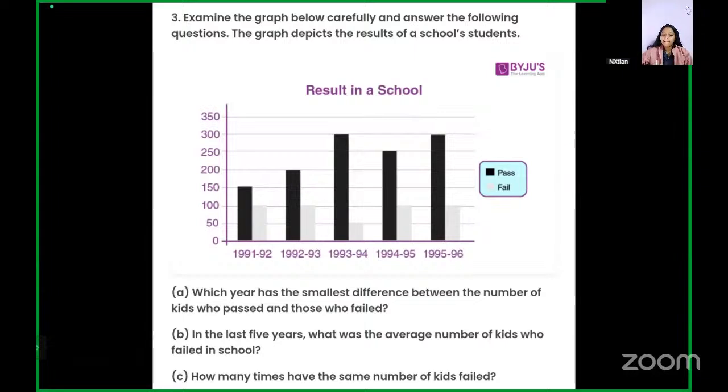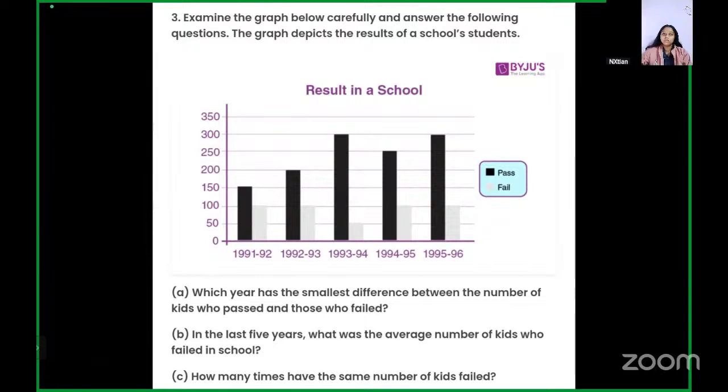Examine the graph below carefully and answer the following question. This graph depicts the results of a school's students, for particular batches, the batches from 1991 to 1996. The results are being shown: what percent passed and what percent failed, both are given.